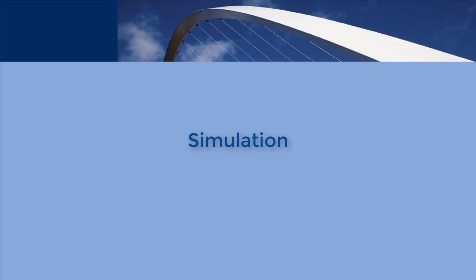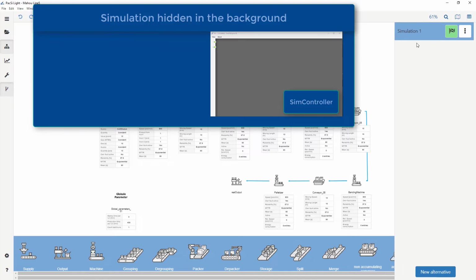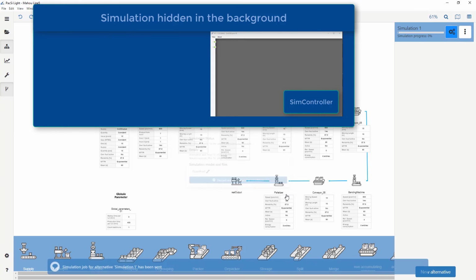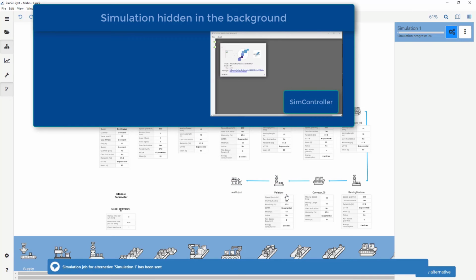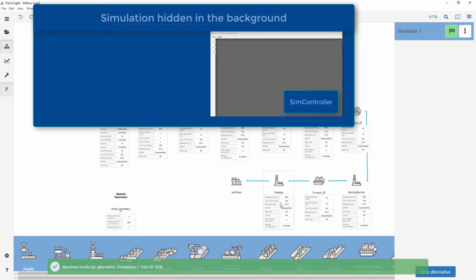When a model is complete, the simulation is started directly from the front end, triggering a simulation job on the back end. The simulation job with all model data is submitted from the front end to the SimController, which runs in the background on a simulation server as a web service. The SimController starts and monitors the simulation with the model data submitted from the front end. In this case, a PAC-C simulation is processing the model.